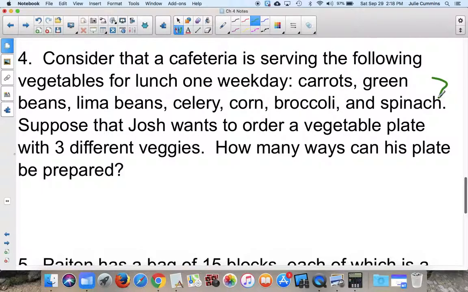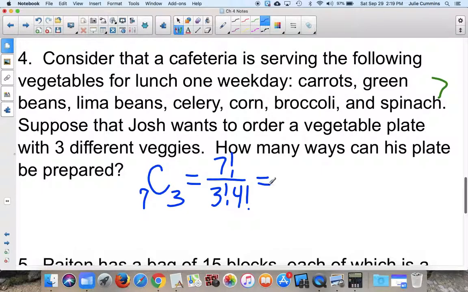Okay, so he just wants a veggie plate with 3 different things. It does not matter what order they go on his plate. He just wants to pick them. So this is a combination. We have 7 vegetables to choose from, and he is going to get 3 of them. Okay, so if you're using the formula, it would be 7 factorial over 3 factorial times 4 factorial, or you can just put it in your calculator. 7 combination of 3, and we get 35 different ways to make this plate of veggies.